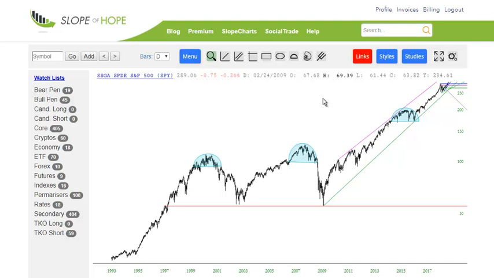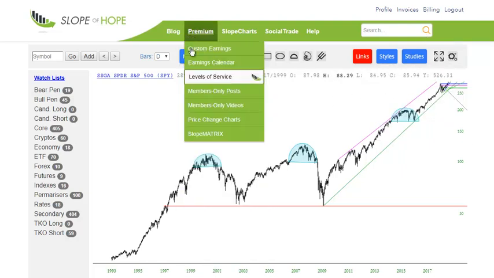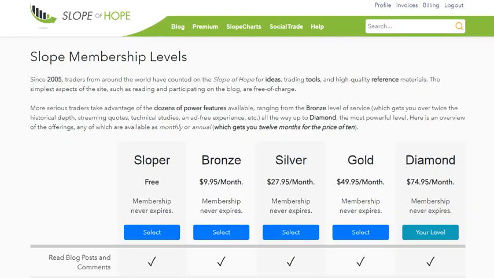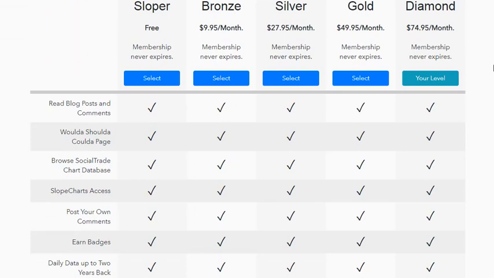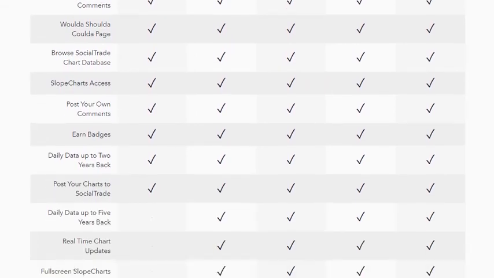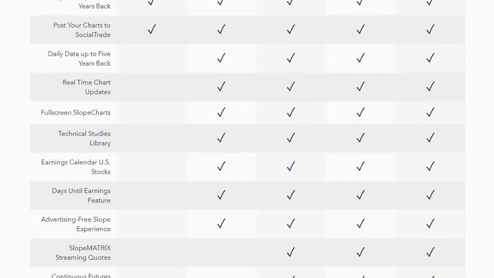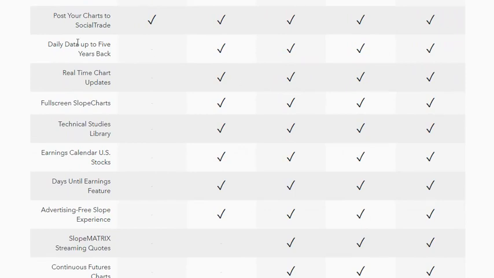All right. Let's continue on with what the differences are, because I've run through what you get as a sloper at this point. What do you get if you get a premium service, the bronze one? We can go up to premium levels of service, and we can check out bronze. In this case, you obviously get all the stuff that you get as a sloper, but you get some other goodies. Instead of 2 years of data, you get 5 years. The charts will update in real time.